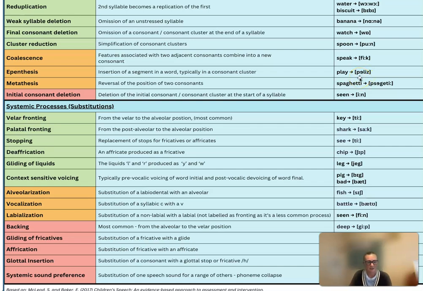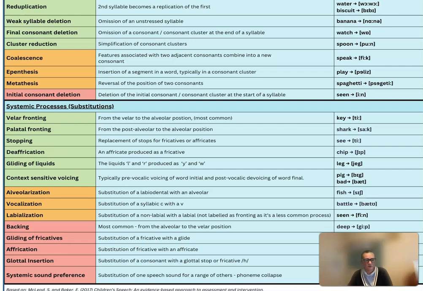Then metathesis, we've got reversal of the position of the two consonants. So there's two consonants and they've been reversed. They can be next to each other, or they can be a little bit further apart within the word. So for this example, for spaghetti, the child has said sketty. So they've changed over that s and p sound to a p and s cluster instead. Another example might be animal going to aminal. So they've reversed two of the consonants in those words.